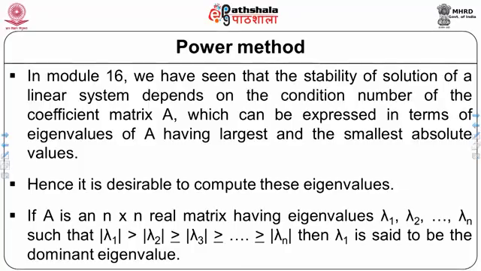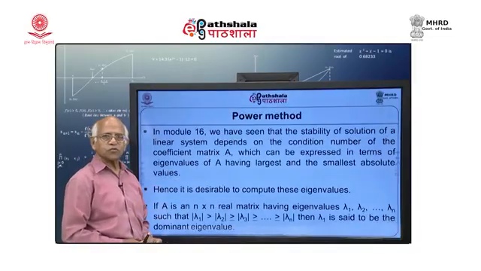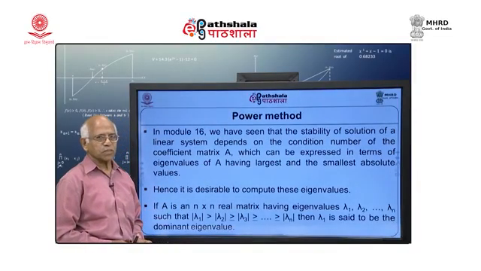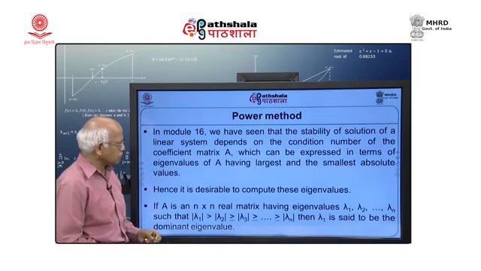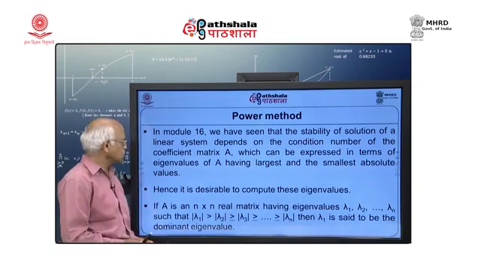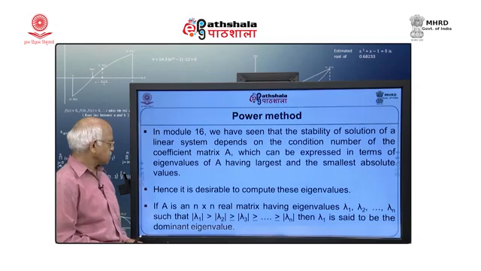The power method. In module 16 we have seen that the stability of the solution of a linear system depends on the condition number of the coefficient matrix A, and this condition number is expressed in terms of the eigenvalues with the largest and the smallest absolute value. Therefore, it is desirable to find the eigenvalues with largest and smallest absolute value for any given matrix A.